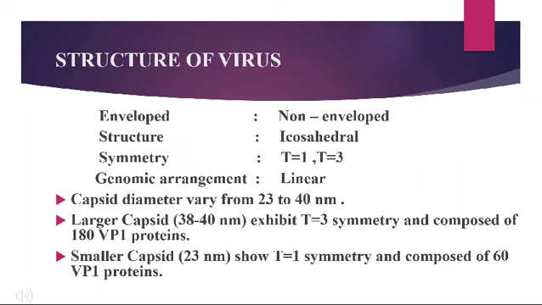Structure of virus. It is a non-enveloped virus. The structure is icosahedral in nature and T1-T3 symmetry is exhibited. The genomic arrangement is linear in nature. Capsid diameter varies from 23 to 40 nanometer, and the larger capsid, 38 to 40 nanometer, exhibits T3 symmetry and is composed of 180 VP1 proteins. Smaller capsids, 23 nanometer, show T1 symmetry and are composed of 60 VP1 proteins.